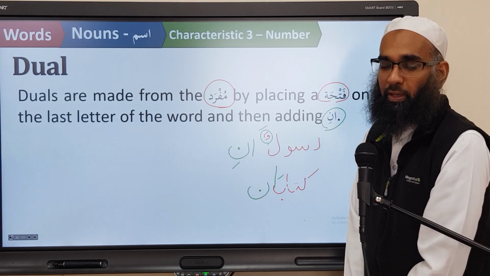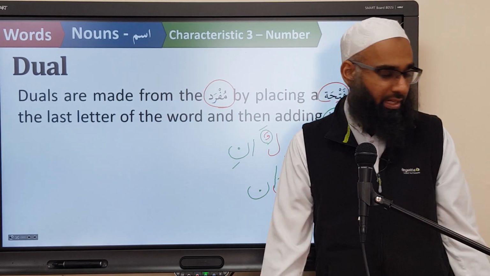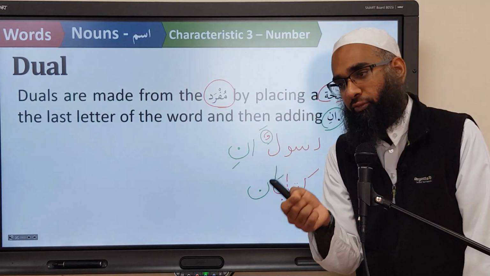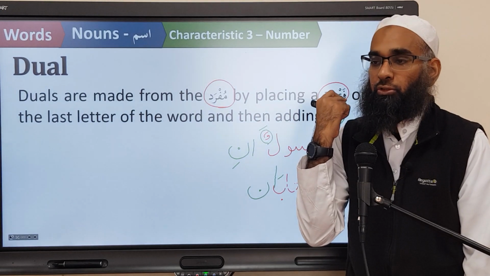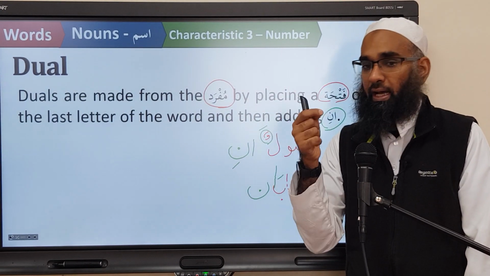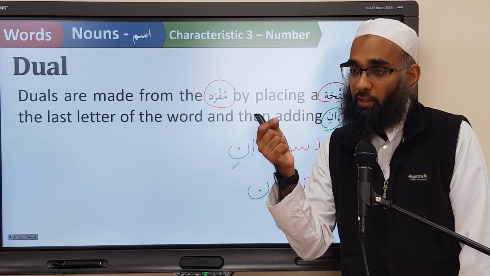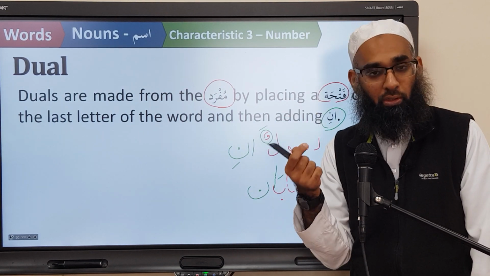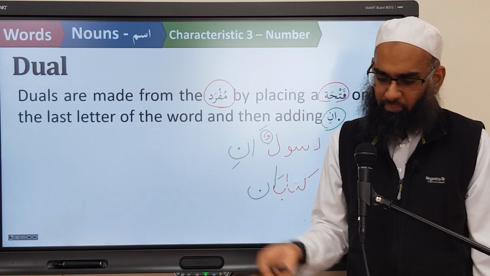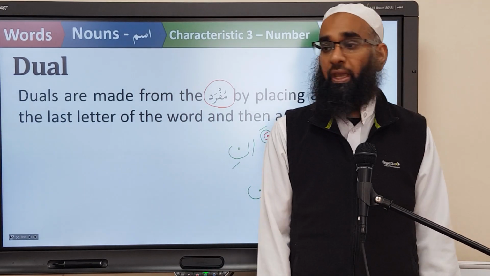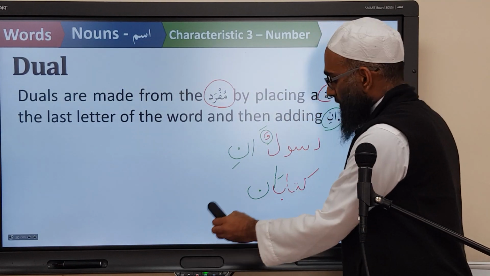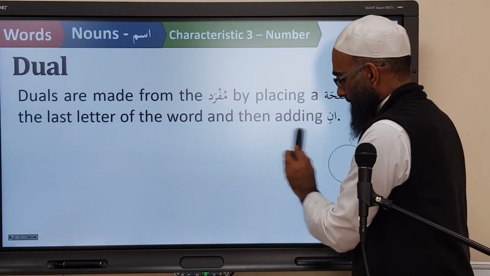You get it? To make a word dual, you get the singular word, whichever word it is, you put a fatha on the end, and then what do you add after it? Ani. So kitabun, kitabani. Qalamun, qalamani. Baytun, baytani. Rasulun, rasulani. And other vocabulary which you have used. Okay? Make sense? Is everybody with me? So it's very easy to make the dual.